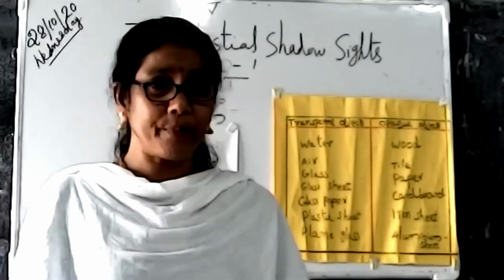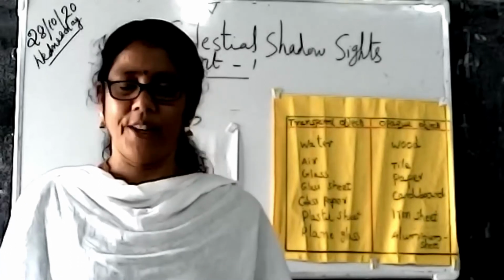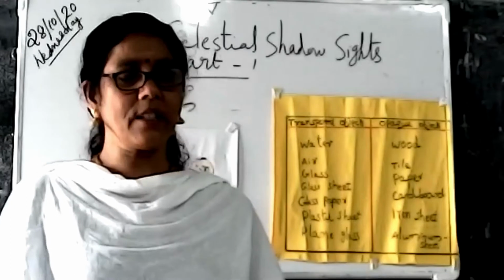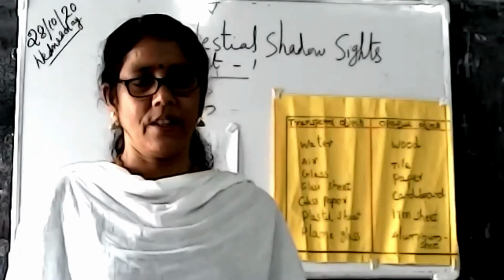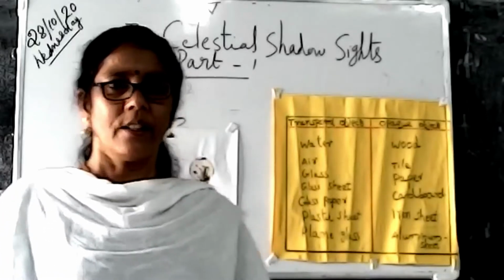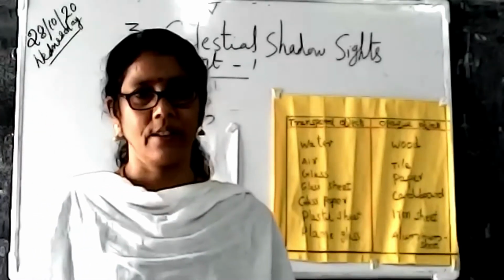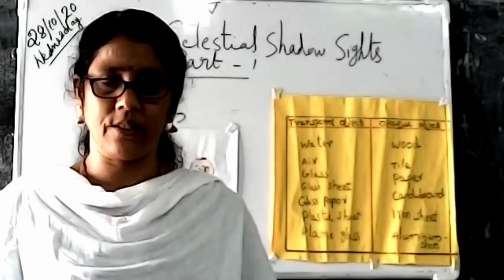Did you study our previous chapter? Yes, very good. Today we are going to take our chapter 3. The name of the chapter is Rectilinear Propagation of Light.